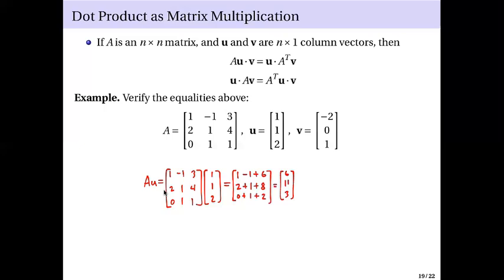So Au dot v is (Au) transpose v, where (Au) transpose is 6, 11, 3, multiplied with negative 2, 0, 1. Negative 2 times 6 is negative 12, 11 times 0 is 0, 3 times 1 is 3. So this is equal to negative 9.